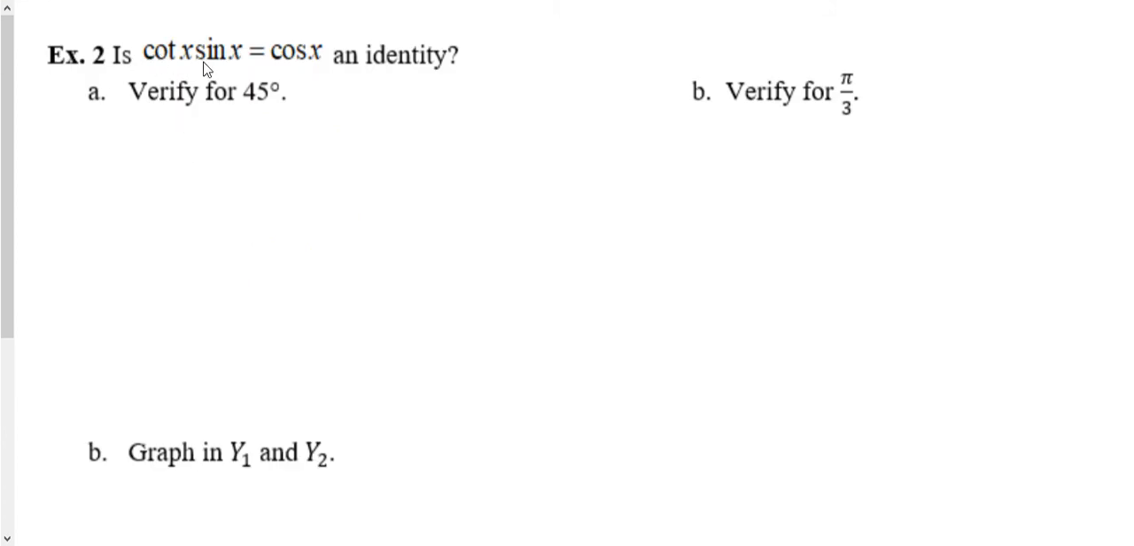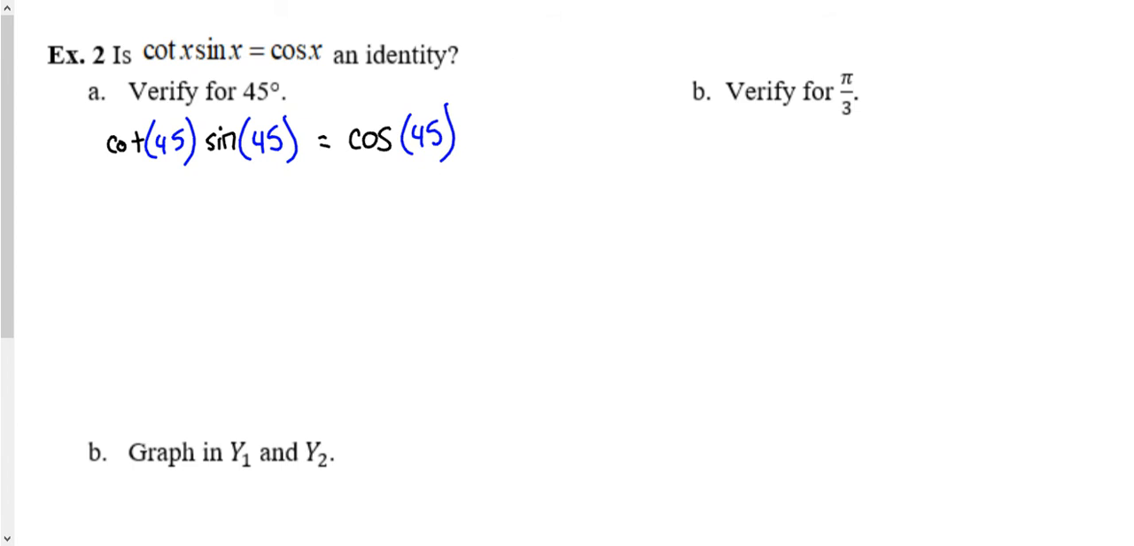Is cotangent x sine x the same thing as cos x, an identity? So we want to verify using 45 degrees in this case. So let's write down our equation and sub in 45 degrees. So we have cotangent at 45, and we have sine 45 right next to it, and we're wondering if that's going to equal cos of the same angle of 45.